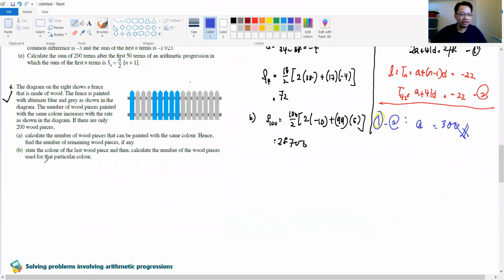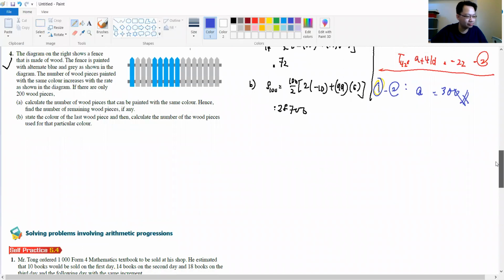Number 4. Where's number 3? Okay, it's alright. Number 3, maybe I didn't notice earlier. Okay. So now number 4. What is the question for number 4 here?